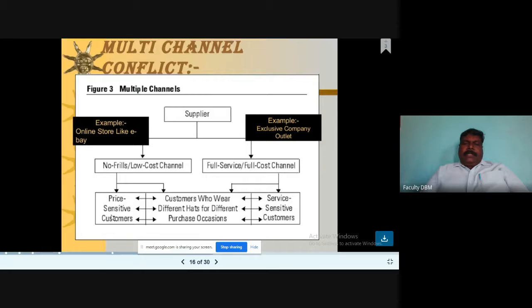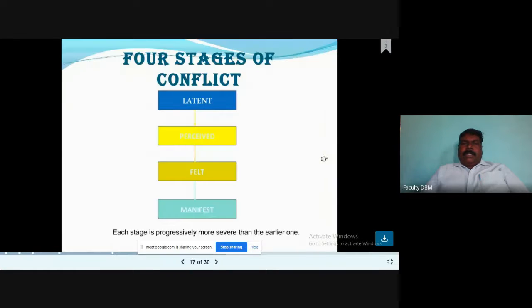Here, price sensitivity will be there; here, service sensitivity will be there. Full-service means people go to the exclusive showroom, where we have good service. Price sensitivity we are going to see in the online stores. So this is some of the difference in multi-channels. There are four stages of conflict: latent, perceived, felt, and manifest.